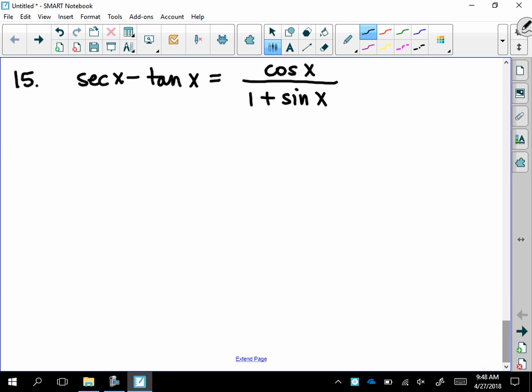All right, 15, we have secant minus tangent equals cosine over 1 plus sine. We can go ahead and just rewrite this left-hand side. Secant minus tangent is really just going to be 1 minus sine over cosine. Everybody accept that? Because secant is 1 over cosine and tangent is sine over cosine. So they have a common denominator, and you can combine them as a single fraction.